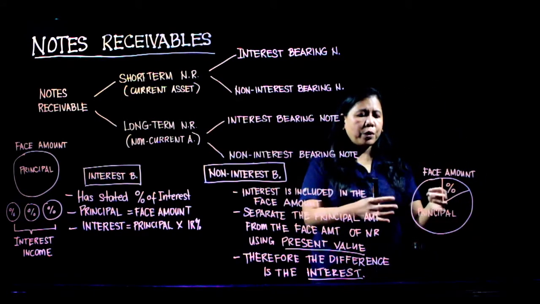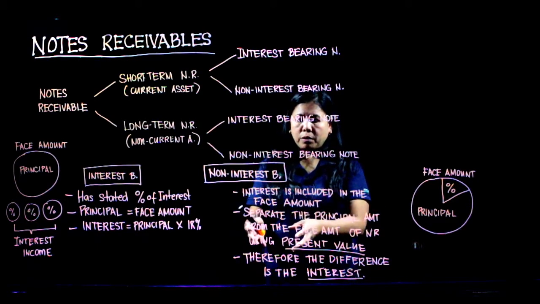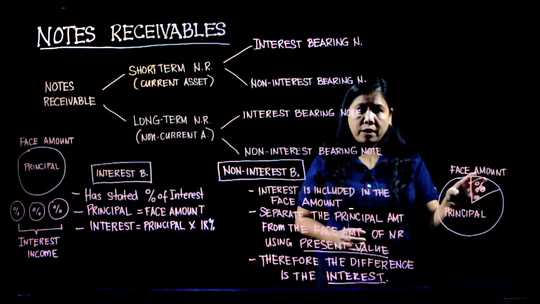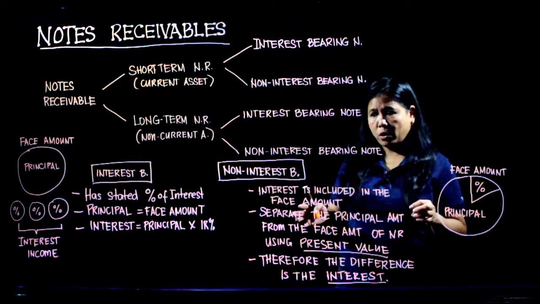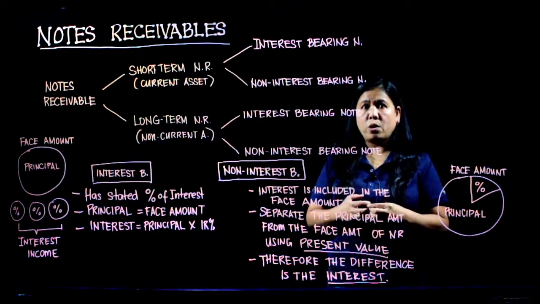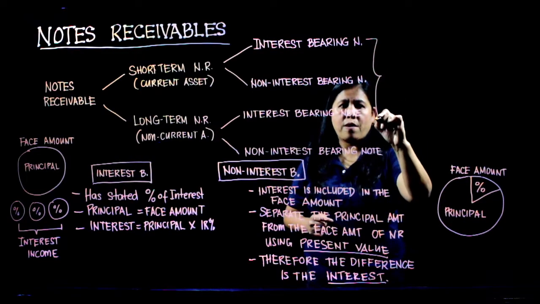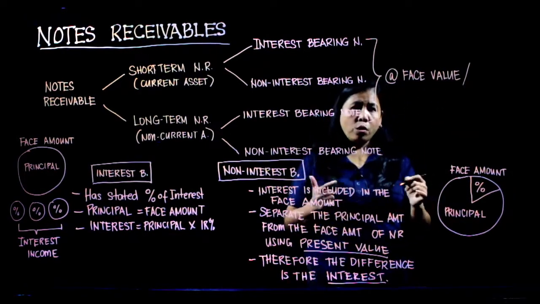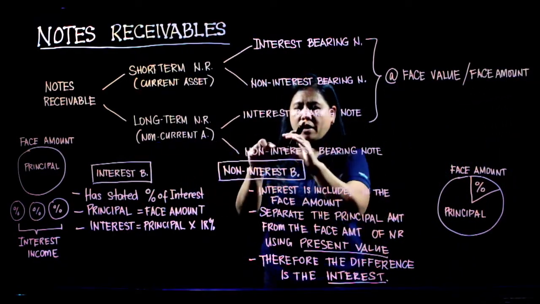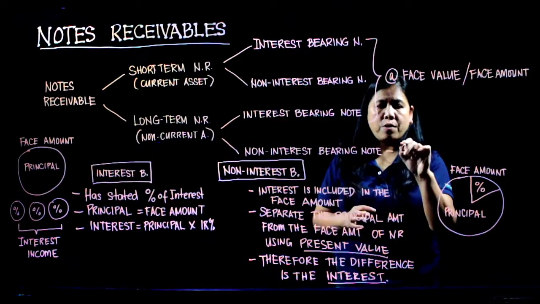How do we separate the principal from the face amount? We separate the principal amount from the face amount of the notes receivable using the present value, and the difference will be the interest. So this is your non-interest-bearing note. How do we measure this notes receivable once we receive this promissory note from the maker? We recognize these three notes receivable at face value, or also known as the face amount. Long-term notes receivable that are non-interest-bearing, we record at present value.